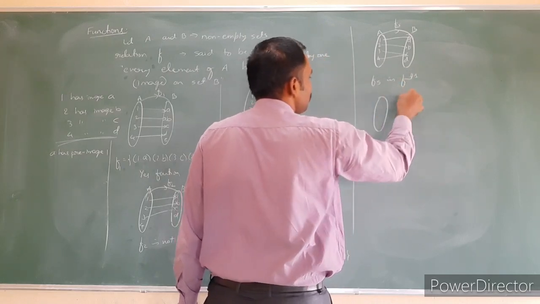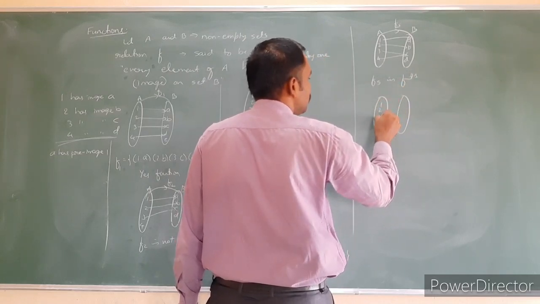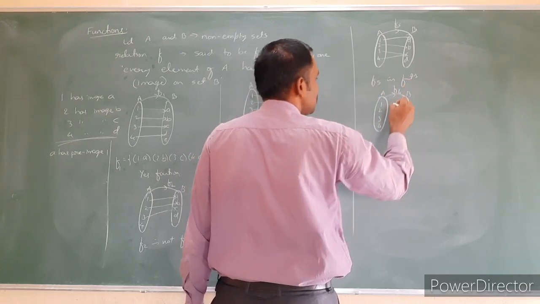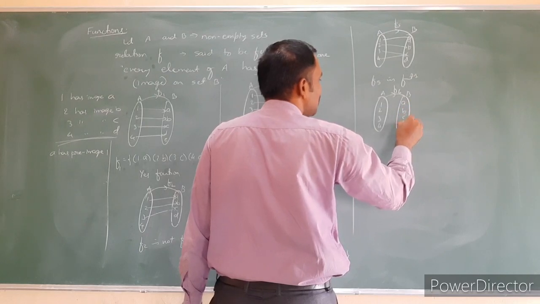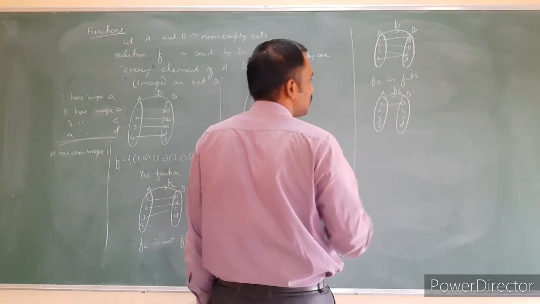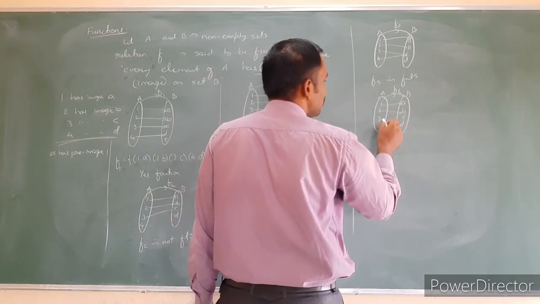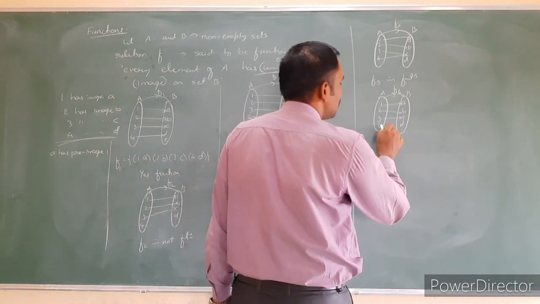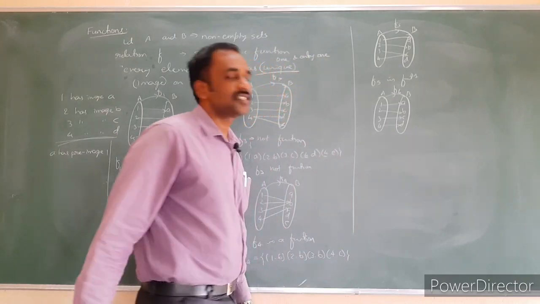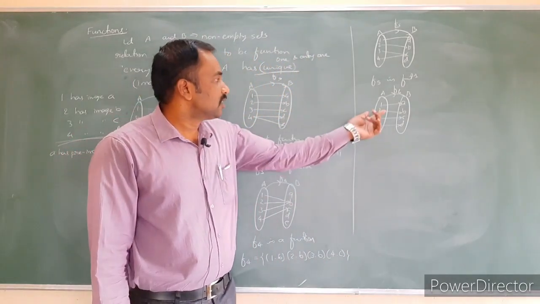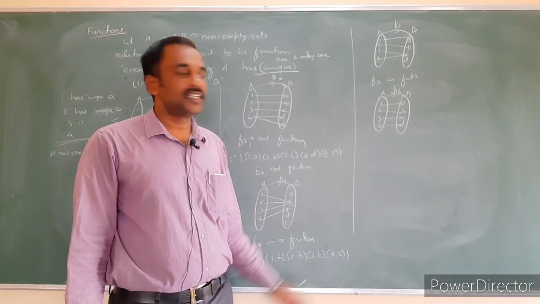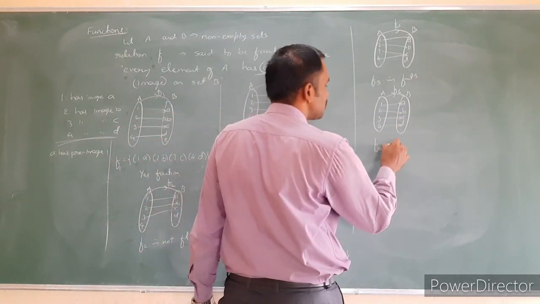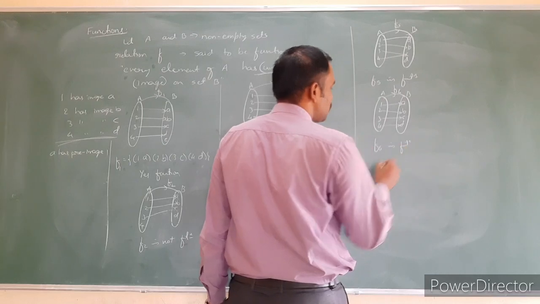Next, 1, 2, 3, 4 in set A, set B, I will write F6 with A, B, C, D. 1 is related to A, 2 is related to B, 3 is related to C and 4 is related to D. Whether it is a function or not a function? Yes, every element has only one image. Obviously, it is a function. F6 is a function. Are you sure?